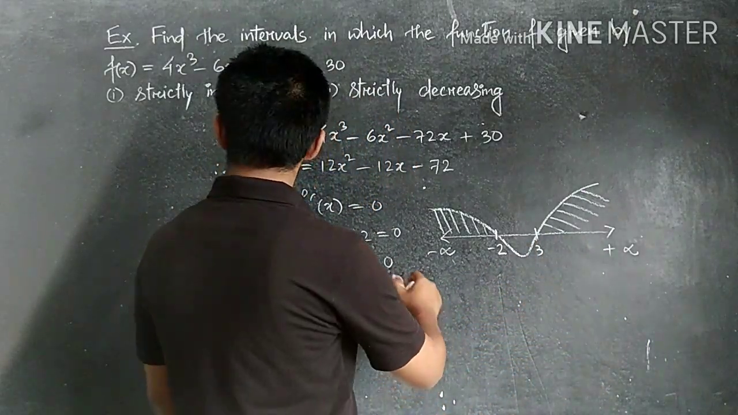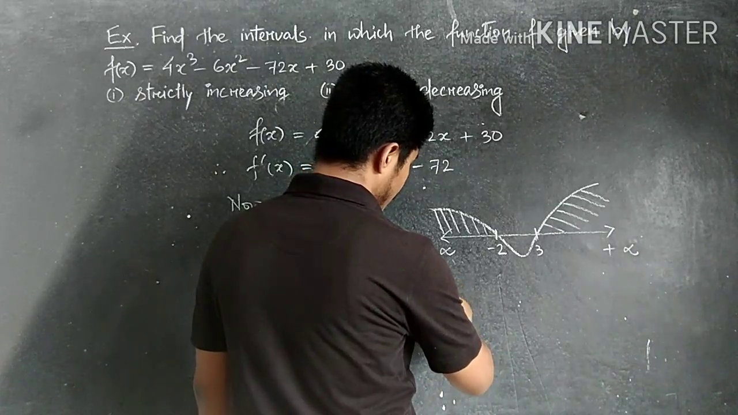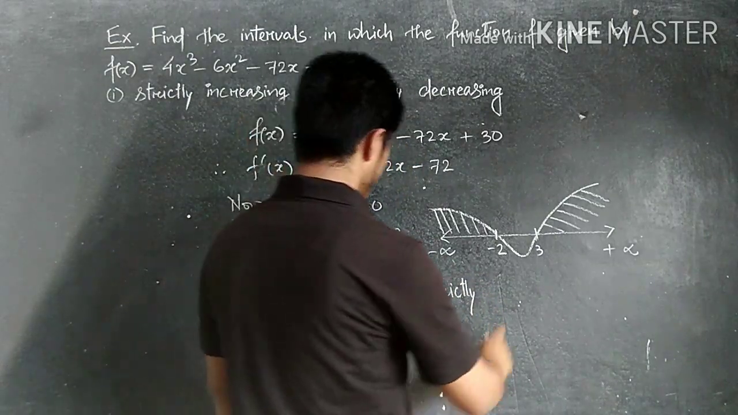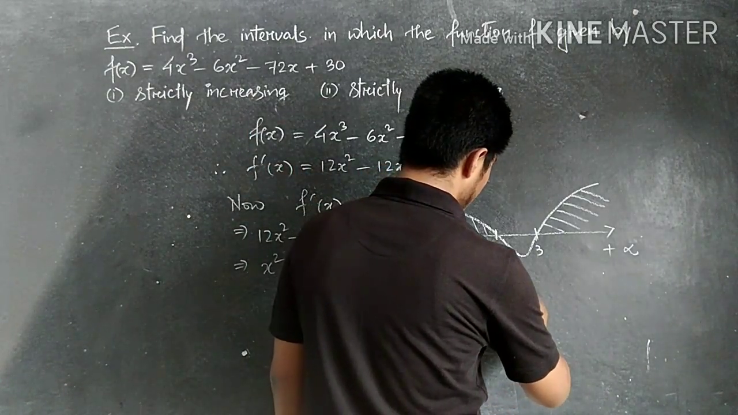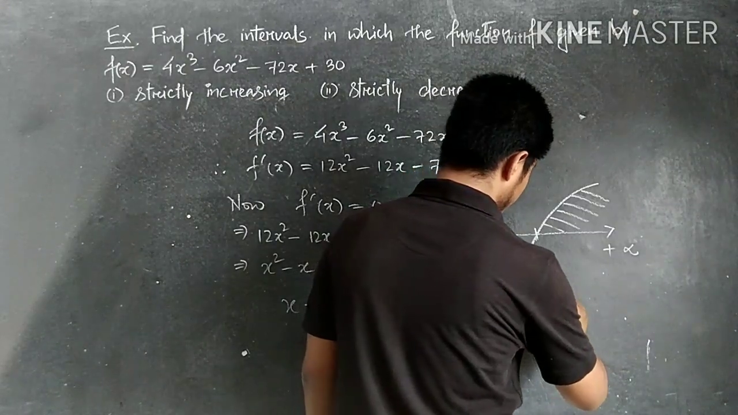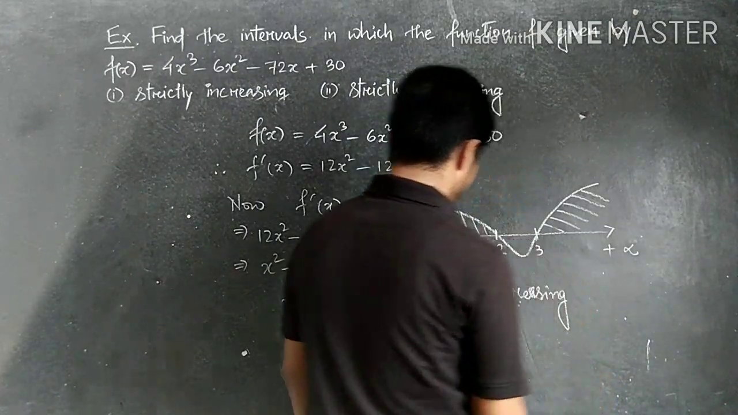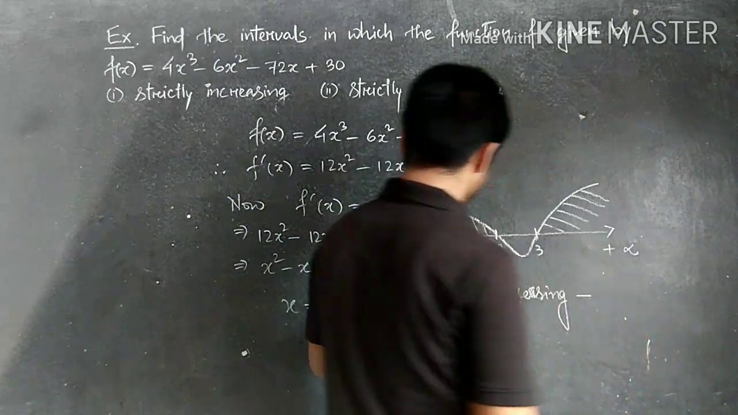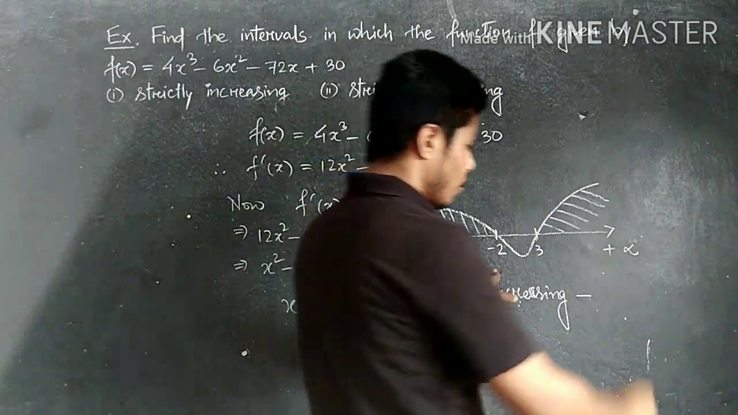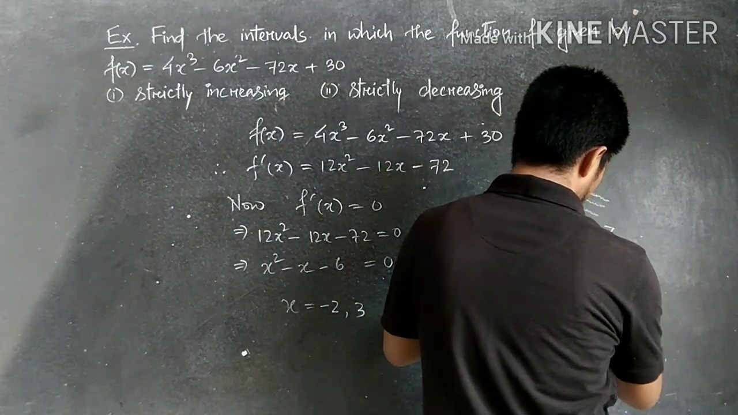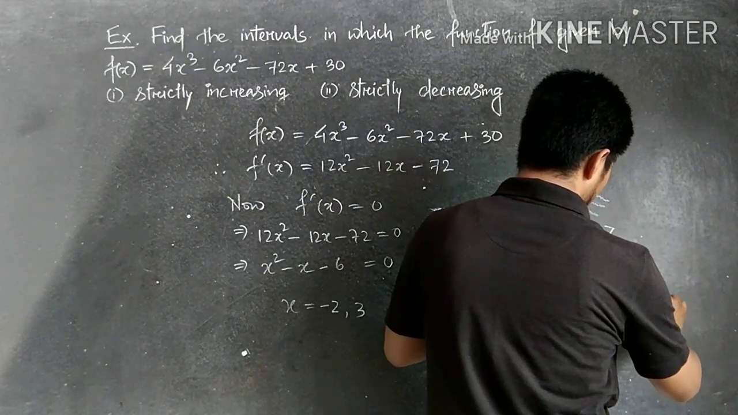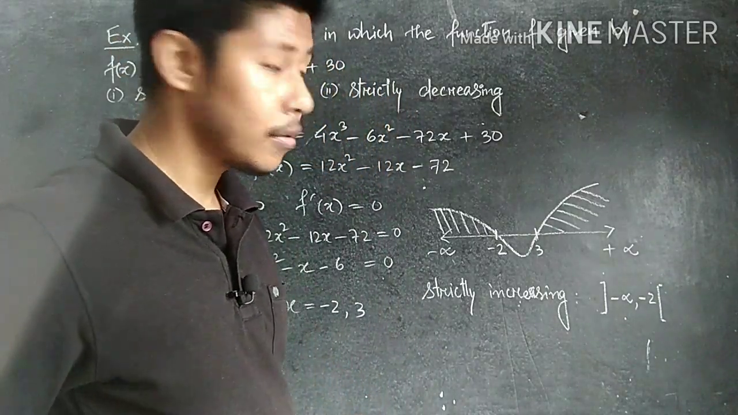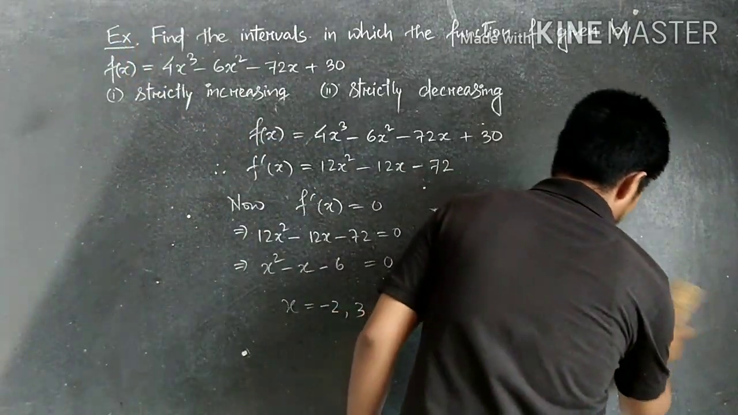So in case of strictly increasing, when we write down the interval, how can we write down the interval here? Now let's see. In case of strictly increasing, we write the interval like this: minus infinity, minus 2. So here we have to write minus infinity, minus 2. Is it visible there? Okay, now let's see here.